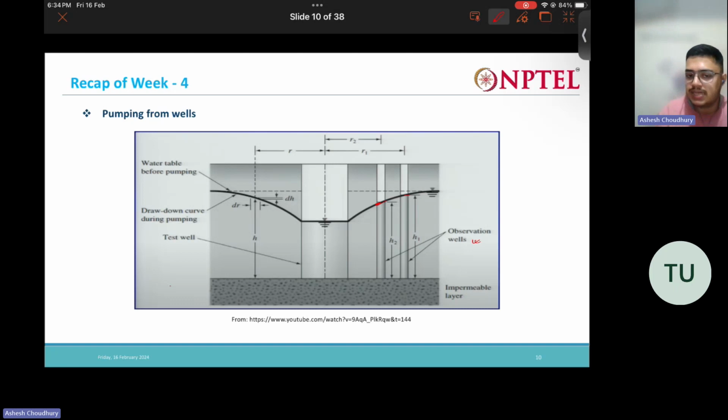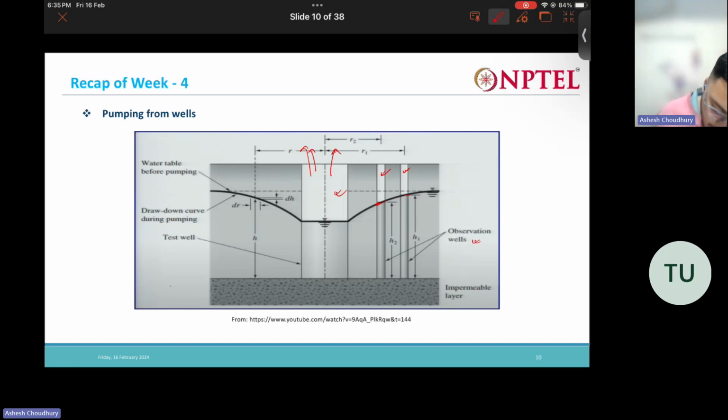The point where the depth of water in this test well gets constant, there we stop pumping. So see, here is the main test well, and here we have two observation wells. Water is pumped out from here till a constant flow rate is achieved.